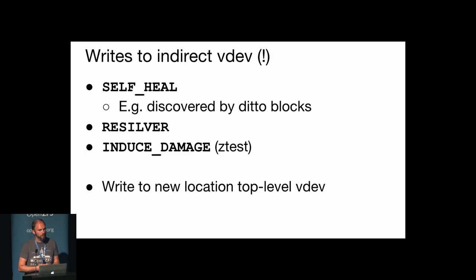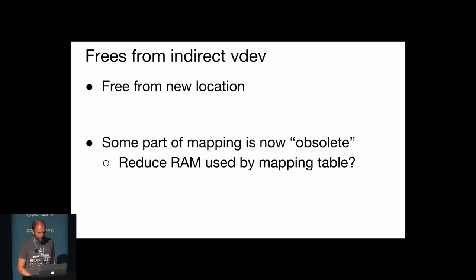We read via the indirect one and we say, oh, I tried all the combinations, the data is just not here. But then the layer above us in the ZIO chain is going to try reading it from the other DVA and maybe it finds, oh, this one is still good. So then we issue a repair write, a self-healing write, to the indirect VDEV, and then we have to handle that. It's interesting that this happens, but it's also super trivial to handle. We go through the indirection table and write to the new location. Free from the indirect VDEV is pretty simple too. We just free it from the new location.